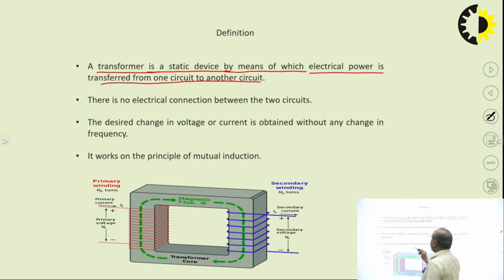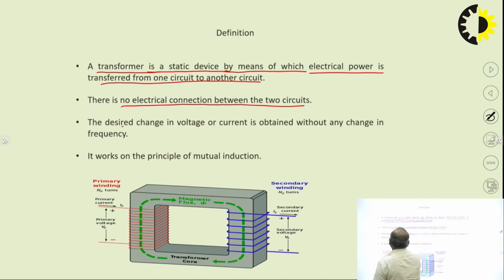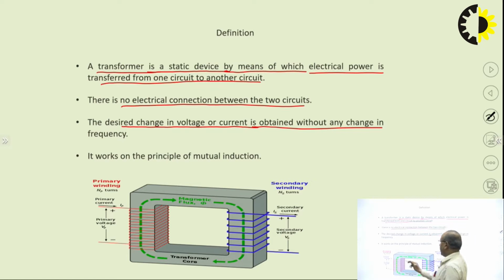Another thing, there is no electrical connection between the two circuits. That means they are isolated from each other. That is also an important point. Next, the desired change in the voltage or current is obtained without any change in the frequency. That is to say, the frequency at the input side of the transformer for the AC supply will be the same as the frequency of the AC supply on the second side of the transformer.